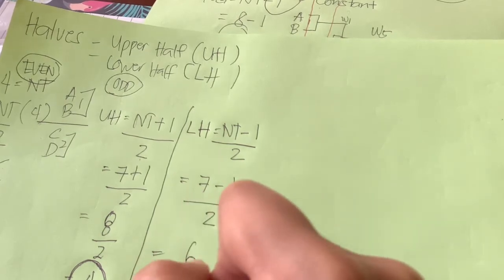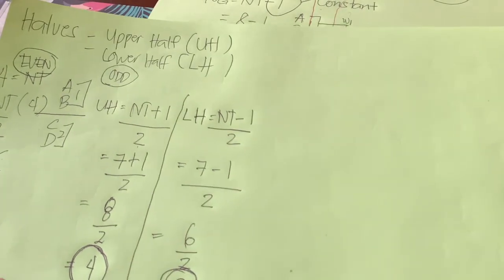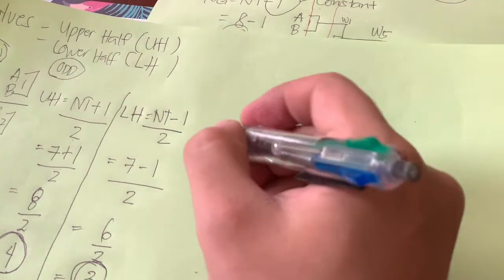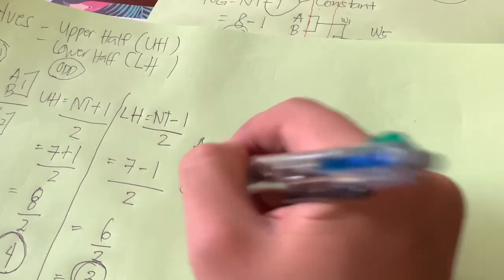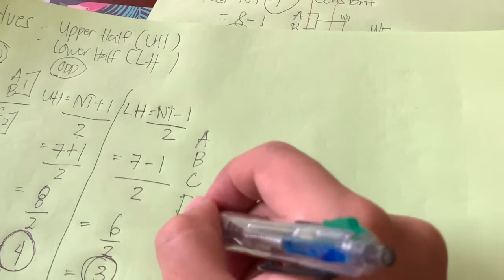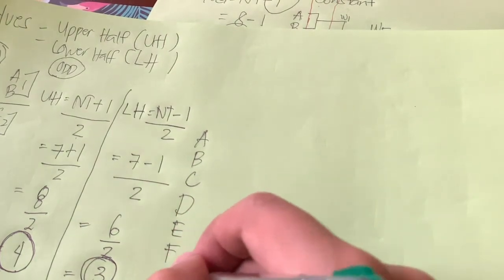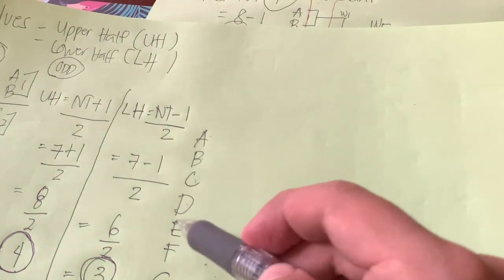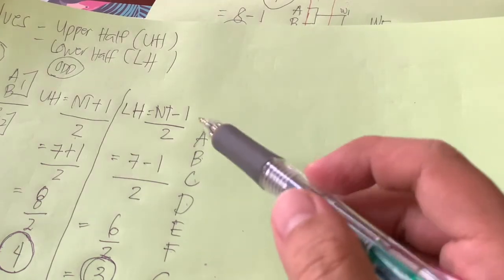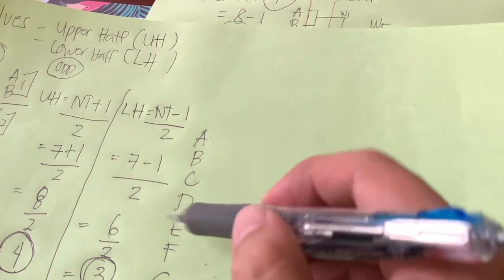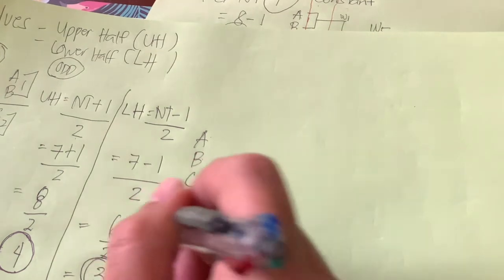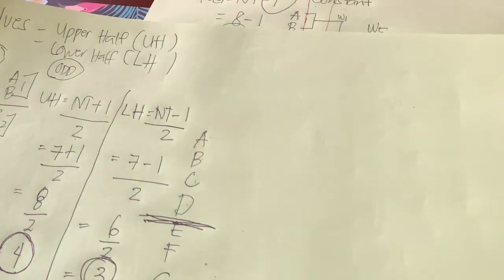It will be 3, 4 and 3. If you're going to project it: A, B, C, D, E, F, G, 1, 2, 3, 4, 5, 6, 7. So 4 teams on the upper and 3 teams here on the lower.